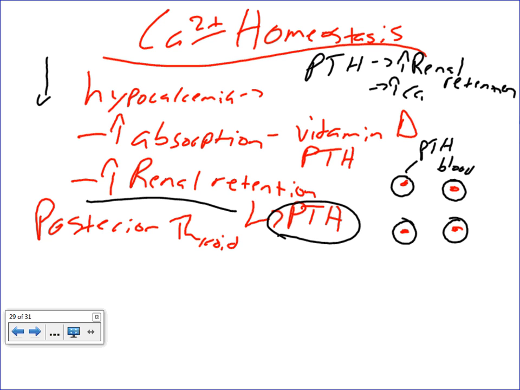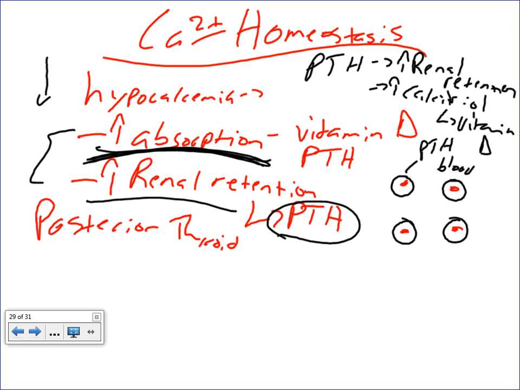Also with the kidneys, it's going to increase the production of a hormone called calcitriol, which is essentially the active form of vitamin D. Calcitriol is going to increase our ability to absorb calcium, making it easier for our GI tract to get calcium into our system. The combination of these two will help get our calcium levels back up.